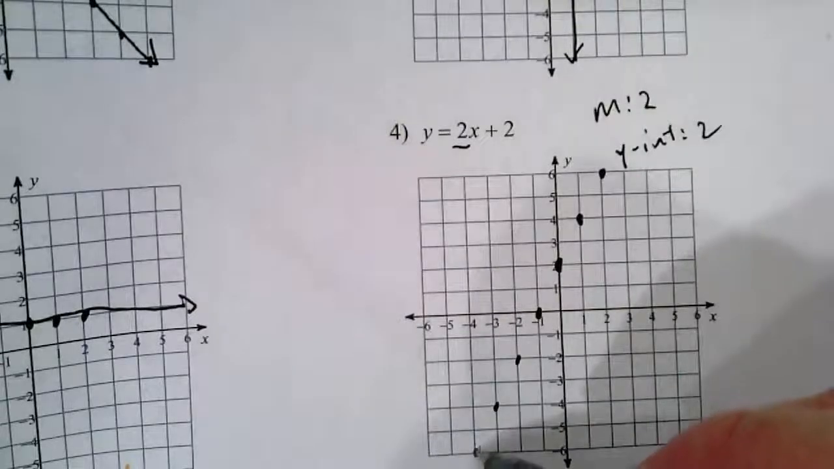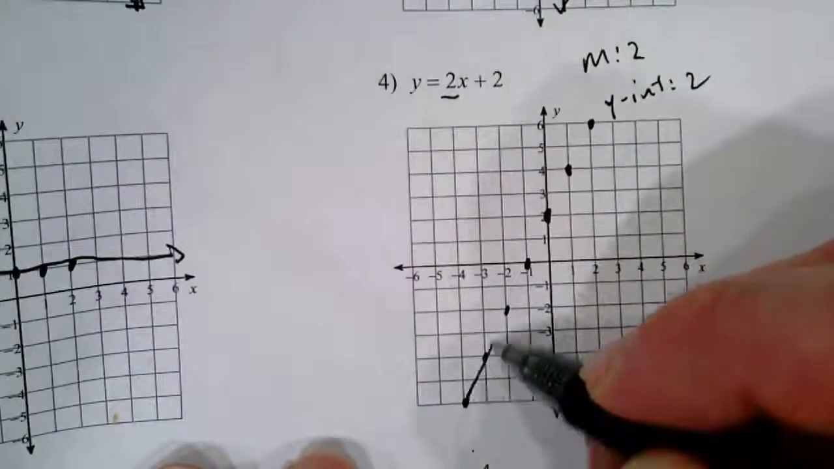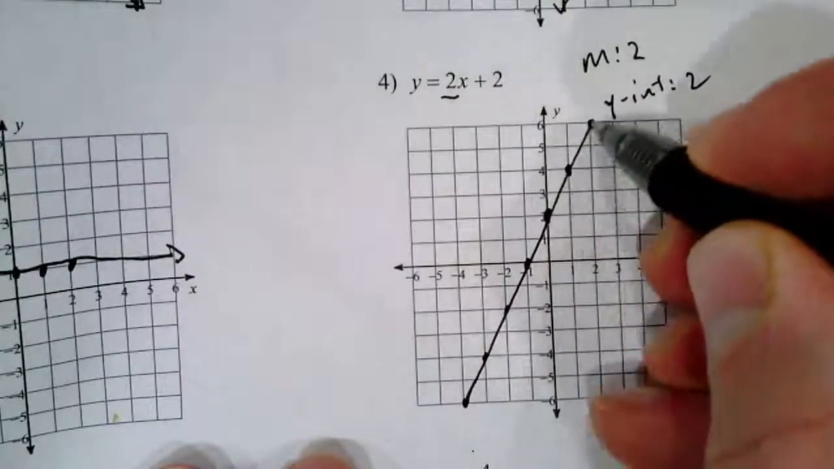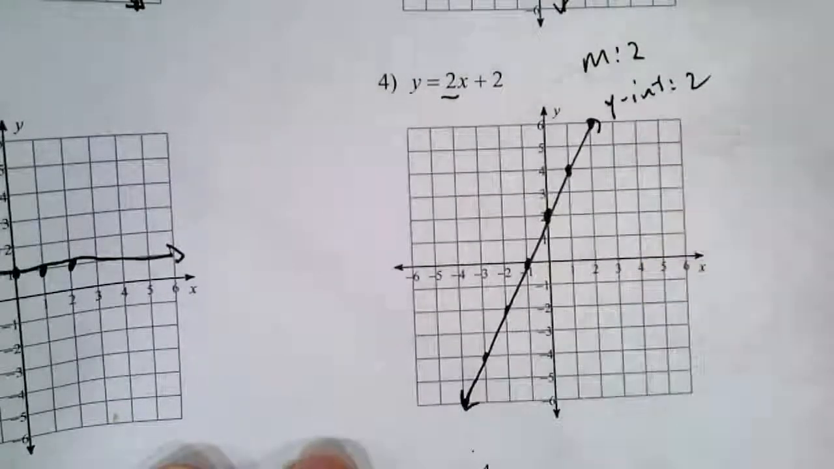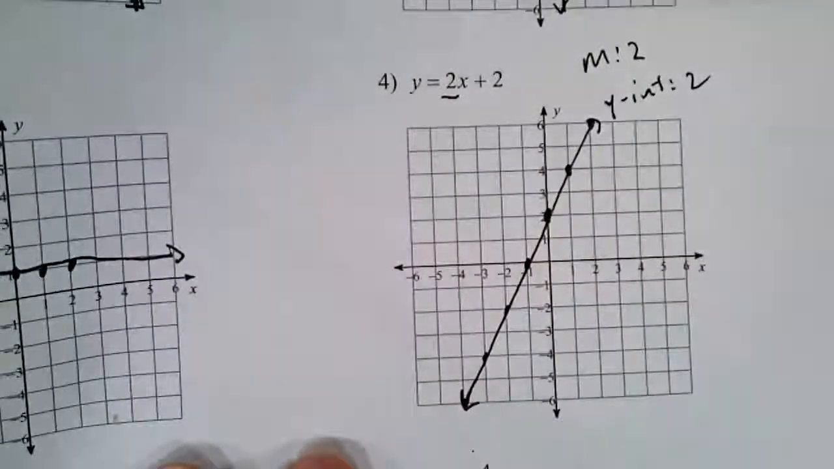I like to plot a whole bunch of points. And if you've got a nice ruler, just go through, connect them all with a nice straight line. I don't have a ruler with me, but I'll just make do. Put a couple arrows on the end just to remind people that your line does go on forever beyond the confines of this little grid here.